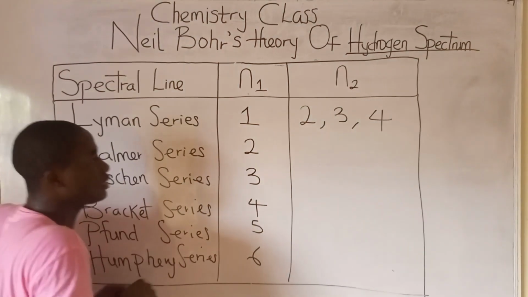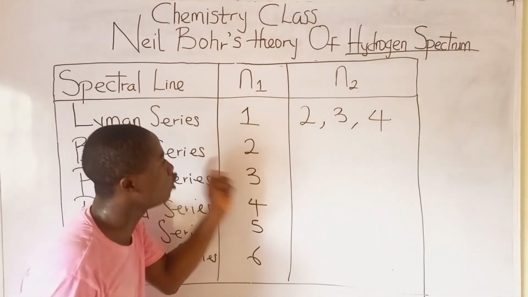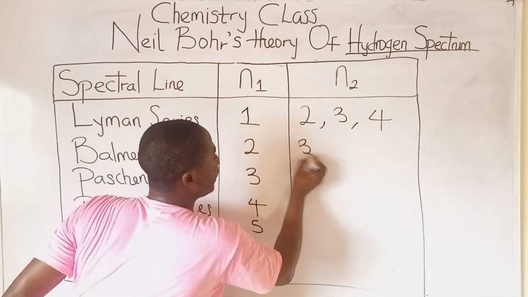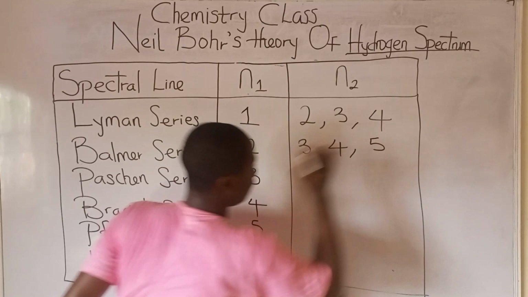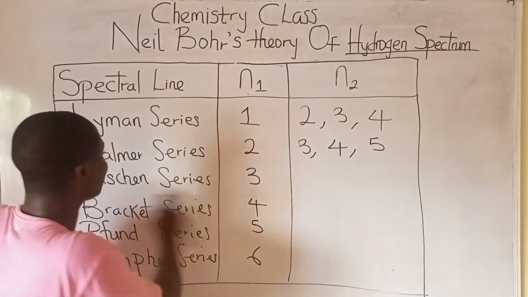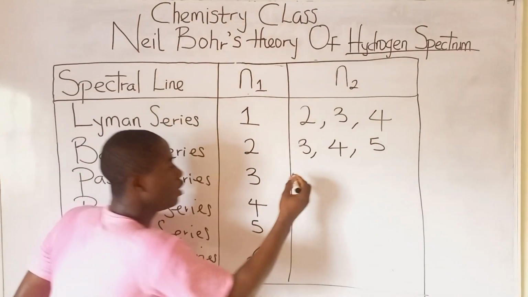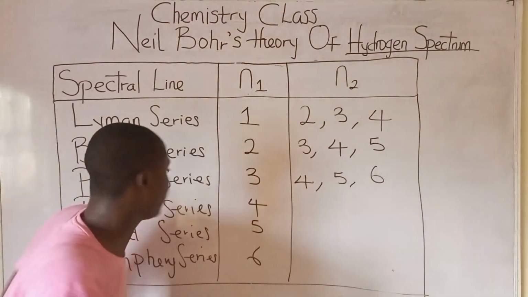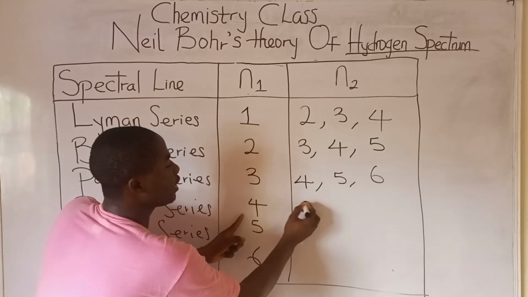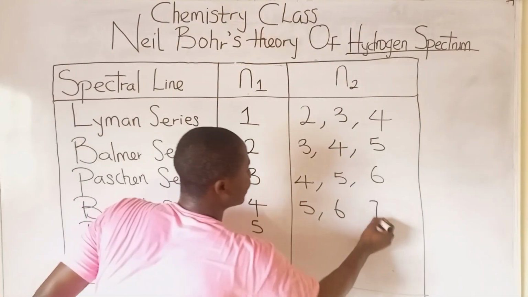Whereby for the Lyman series, the N1 value is 1. So after 2, what's the number? 3. So we have to write 3 sets of numbers. So 3, 4, and 5. Okay, well, for the Paschen series, it is number 3. So what's the next number? 4, 5, and 6. Okay, well, for the Brackett, it is number 4. So here becomes 5, 6, and 7.